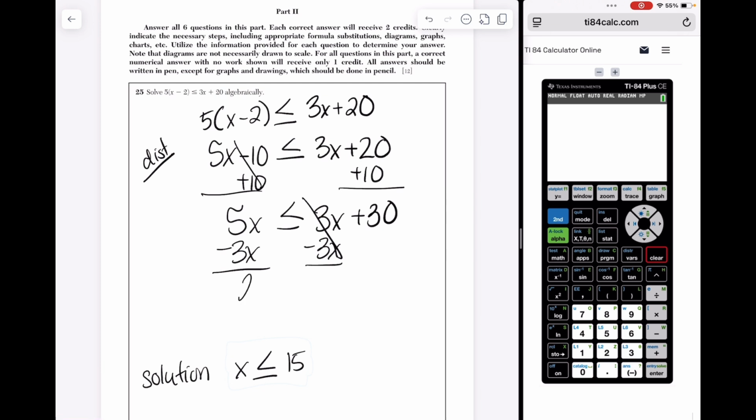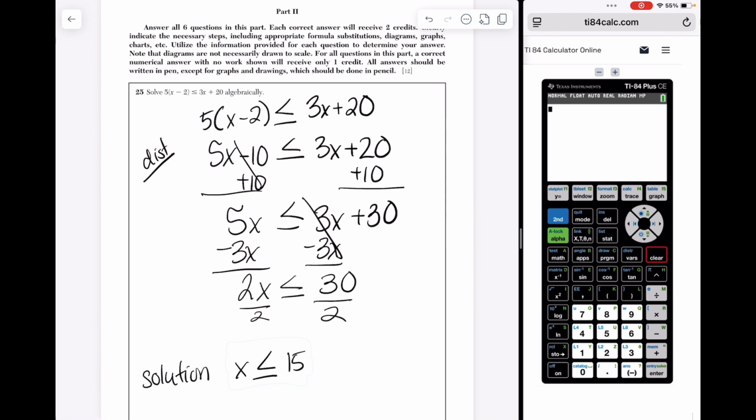So I end up with 2x is less than or equal to 30, and now I'm just going to divide by 2. And that's how I get x is less than or equal to 15. So that's it. If you had chosen the opposite term, that's fine.